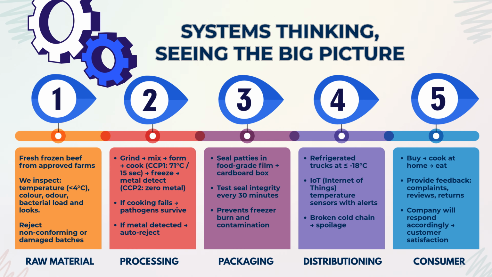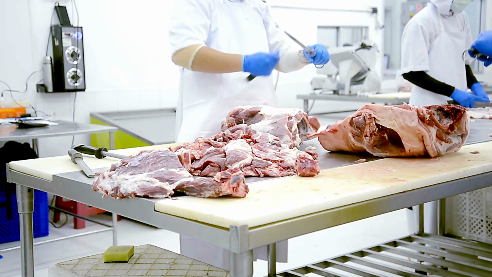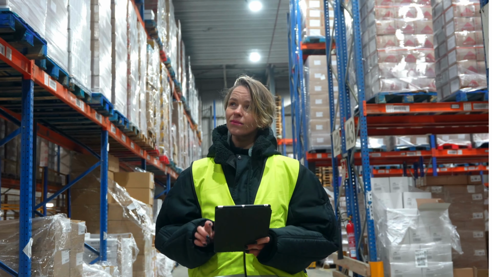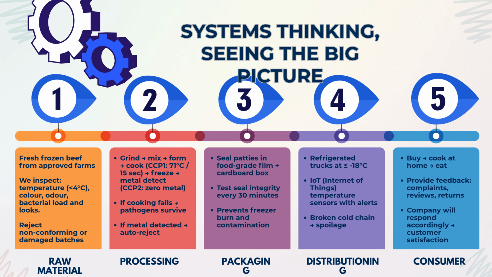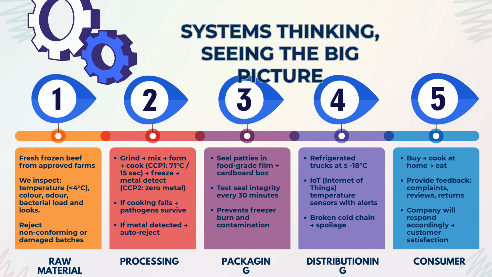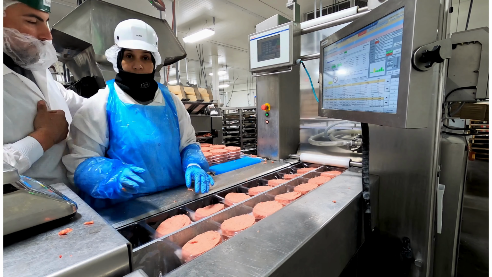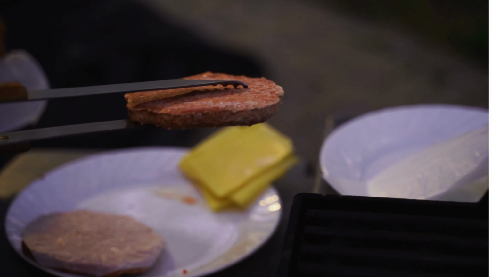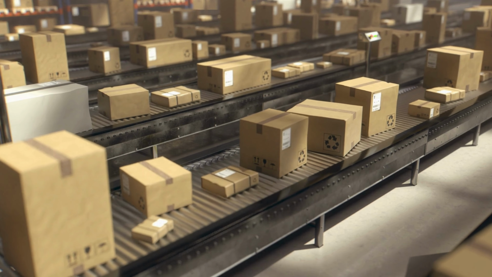Our production system begins with raw materials. Fresh frozen beef from approved farms is inspected for temperature below 4 degrees Celsius, color, odor, bacterial load, and appearance. Non-conforming batches are rejected. In processing, we grind, mix, form, then cook at CCP1, 71 degrees Celsius for 15 seconds. After freezing, we pass through CCP2, metal detection, which automatically rejects any product containing metal.